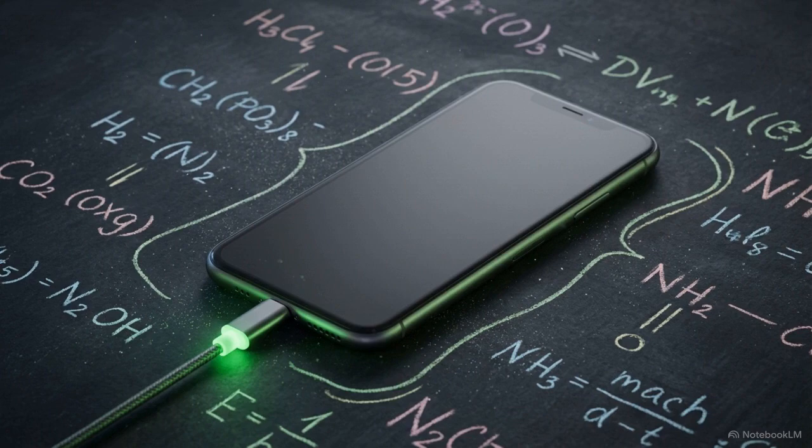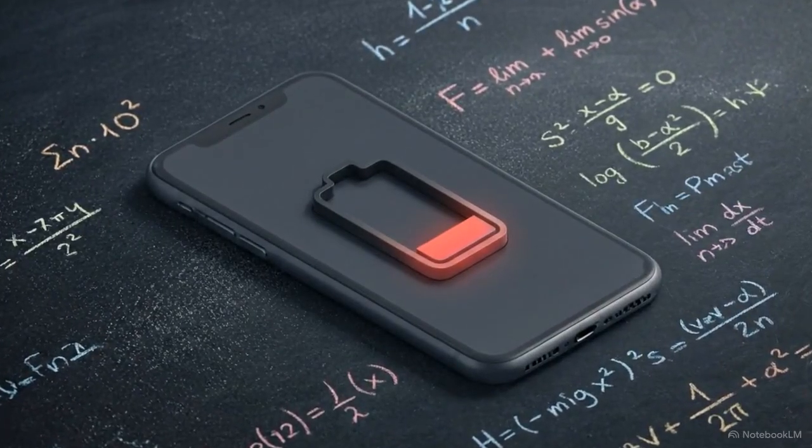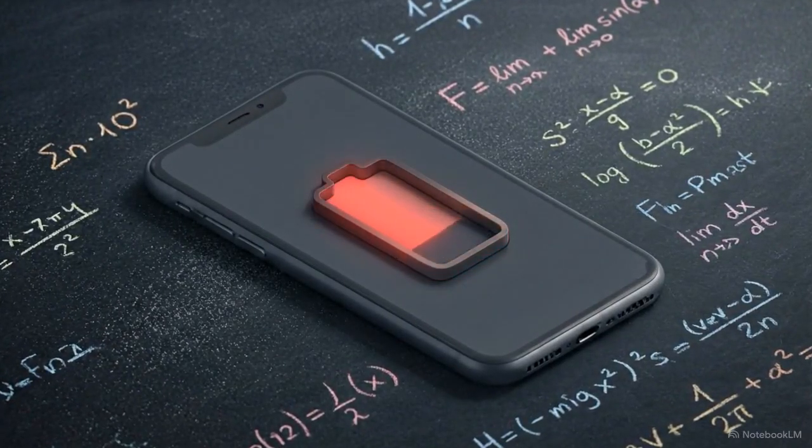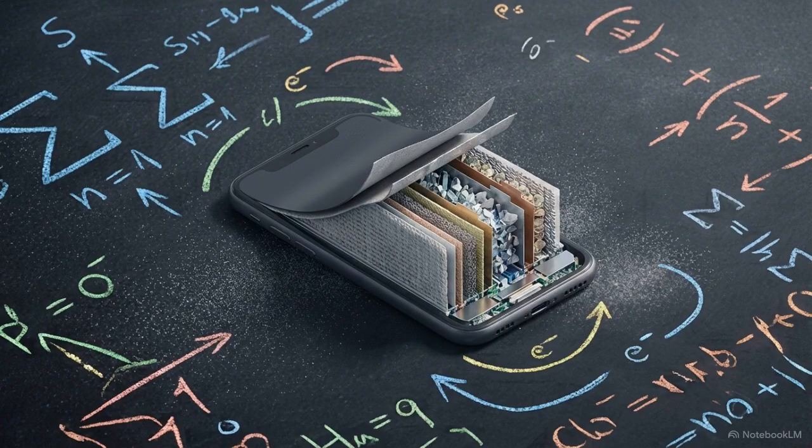You plug your phone in at night, and by morning, it's at 100%. A few hours of scrolling later, it drops to 20, then 5, then the screen goes black. We tend to think of this as electricity simply leaking out of a container, but that is not what is physically happening inside the casing of your phone.